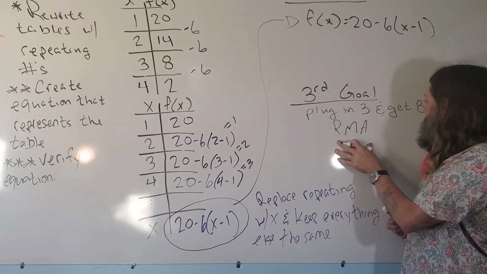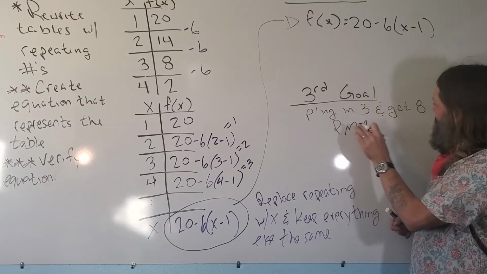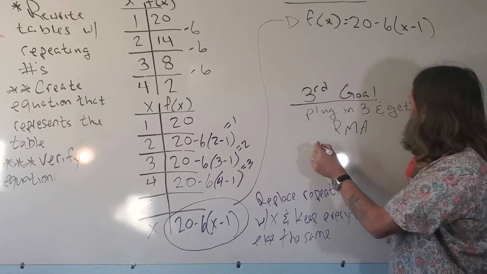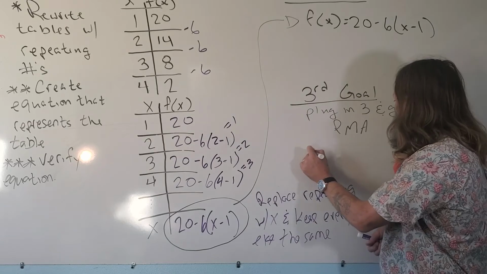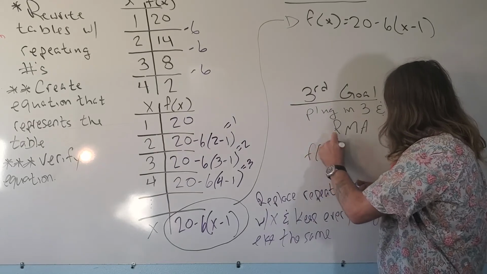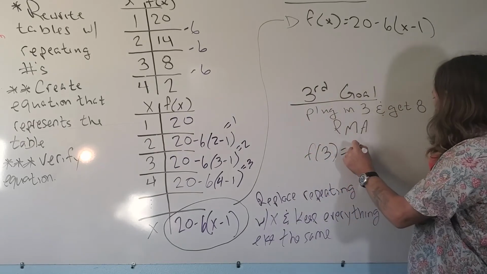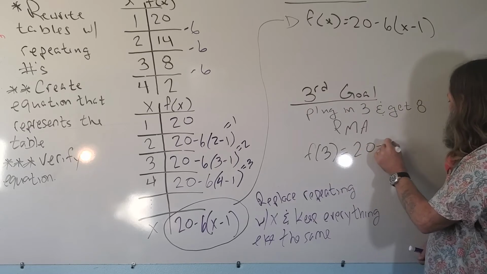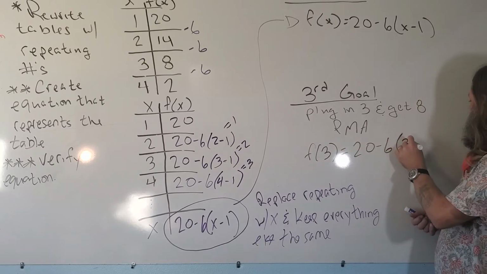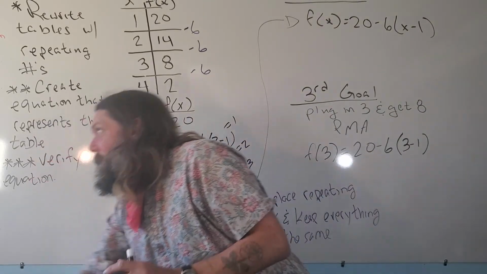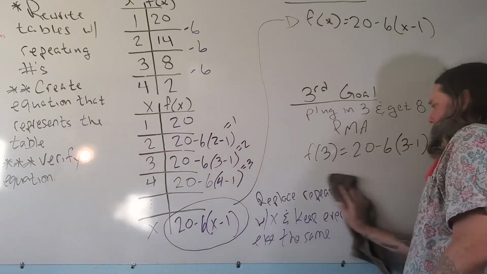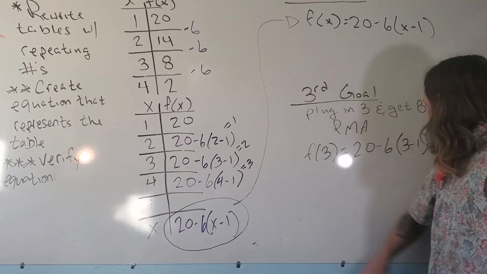Remember, we do what's inside the parentheses, then we multiply, then we add. This is a short version of PEMDAS. Inside the parentheses, multiply, and add. So everywhere I have an x is going to turn into a 3, and I get f of 3 is equal to 20 minus 6 times 3 minus 1. And I'm going to erase what I have written down here and finish working this out.